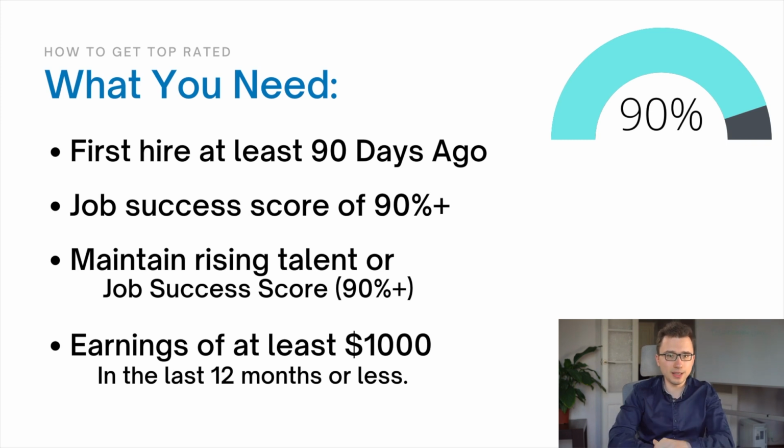So the next point is, over the last 12 months, and it doesn't have to be 12 months, it can also be 3 months, but over the last 12 months or less, you must have made at least $1,000 on Upwork.